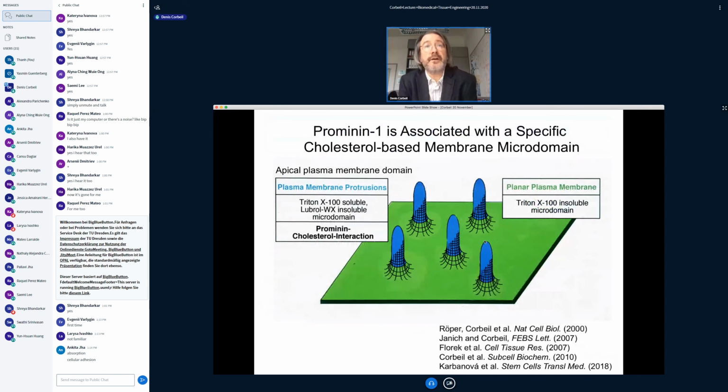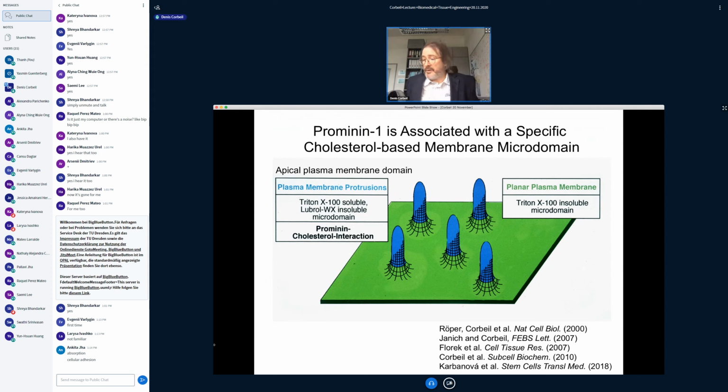So that's a small cartoon which summarizes this part, where we show that prominin-1 is specific for plasma membrane protrusions, microvilli here, and these structures are soluble in Triton X-100, but insoluble in Lubrol WX. And there, prominin interacts directly with the membrane cholesterol. On the flat area, you will have proteins like GPI-anchored proteins, one of them I showed you was the placental alkaline phosphatase, and these surfaces will be insoluble in Triton X-100.